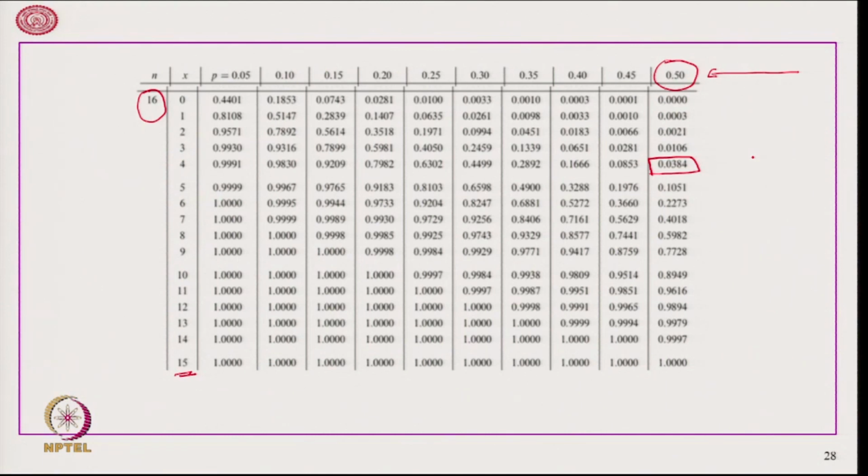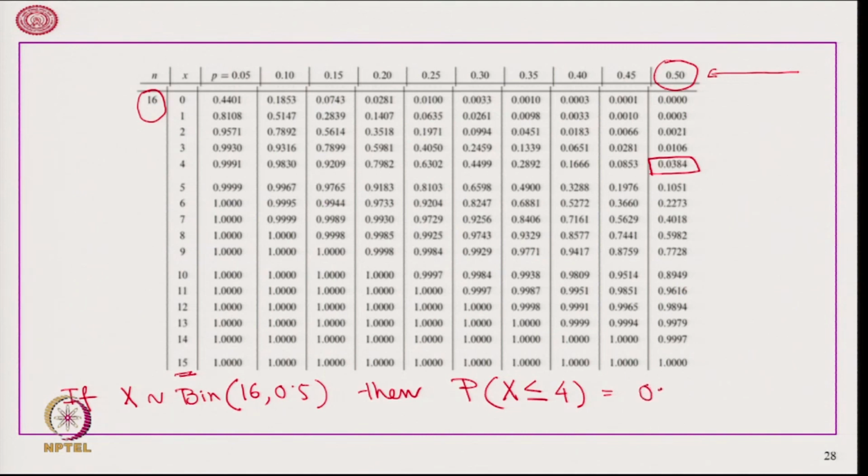0.0384. What does it mean? This means that if x is a binomial 16, 0.5, then probability x less than or equal to 4 is equal to 0.0384. Just for the sake of completeness, let us look at what is the value at 15.